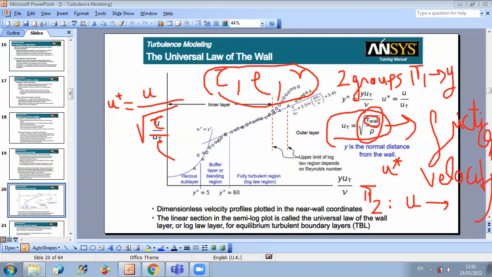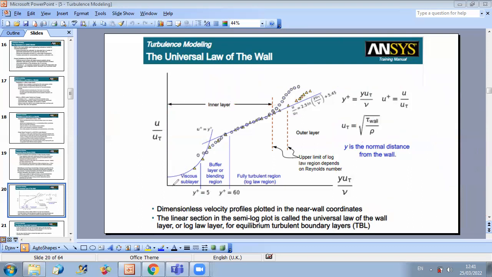And then we do experiments. In this experiment, we vary the first group, which is y plus, and we measure experimentally the group u plus, and then we can come up with a graph. This graph will be a general graph because it was performed based on dimensionless analysis. So you can use it in any case where you have flow near a wall.